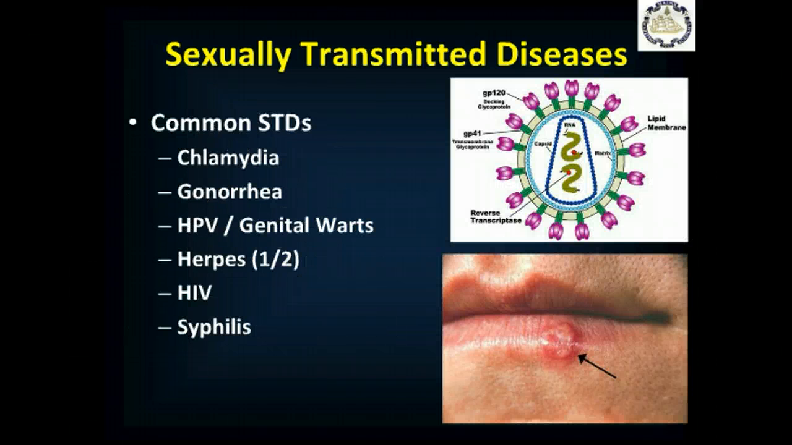So the common sexually transmitted diseases include chlamydia and gonorrhea, the human papillomavirus and genital warts, herpes simplex virus types 1 and 2, HIV, and syphilis. And what you're seeing in these pictures, the upper picture is the HIV virus, and the lower picture is a cold sore, which is a herpes simplex virus, typically type 1 on the lips, but can be type 2. Genital herpes tends to be type 2, but can be type 1.